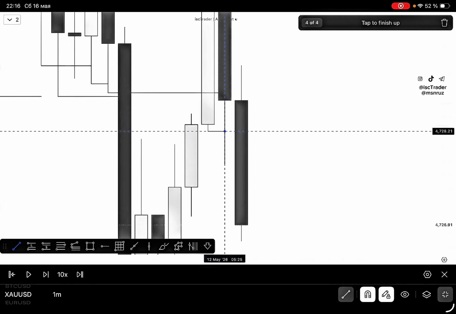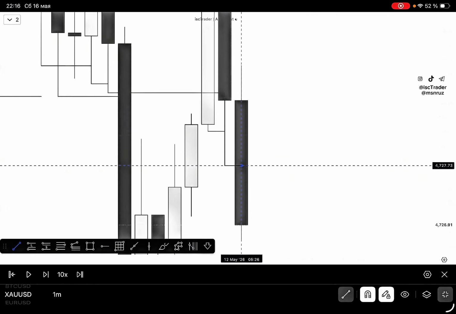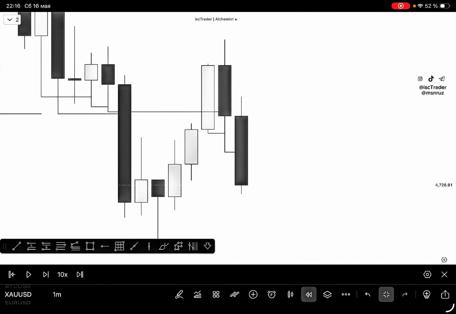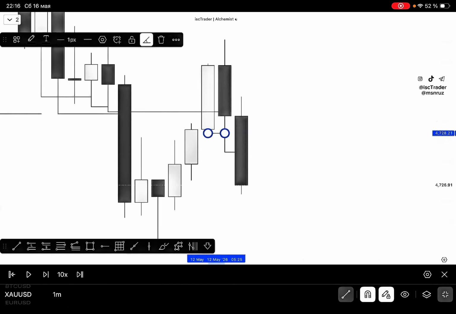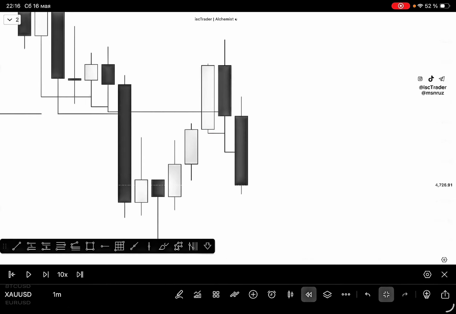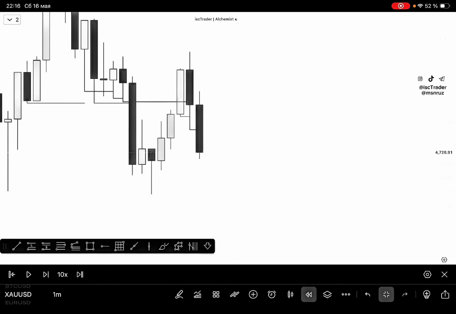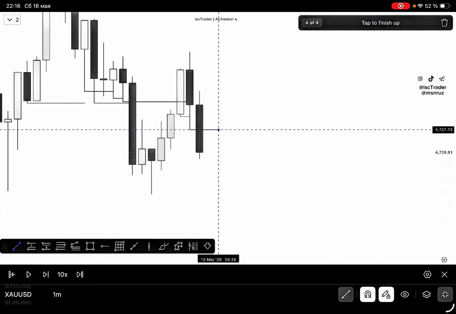Engulfing. No. The candle after this is doing it, and this order block is an invalid order block. Invalid. If you want to enter from this candle, this is considered high risk. High risk.